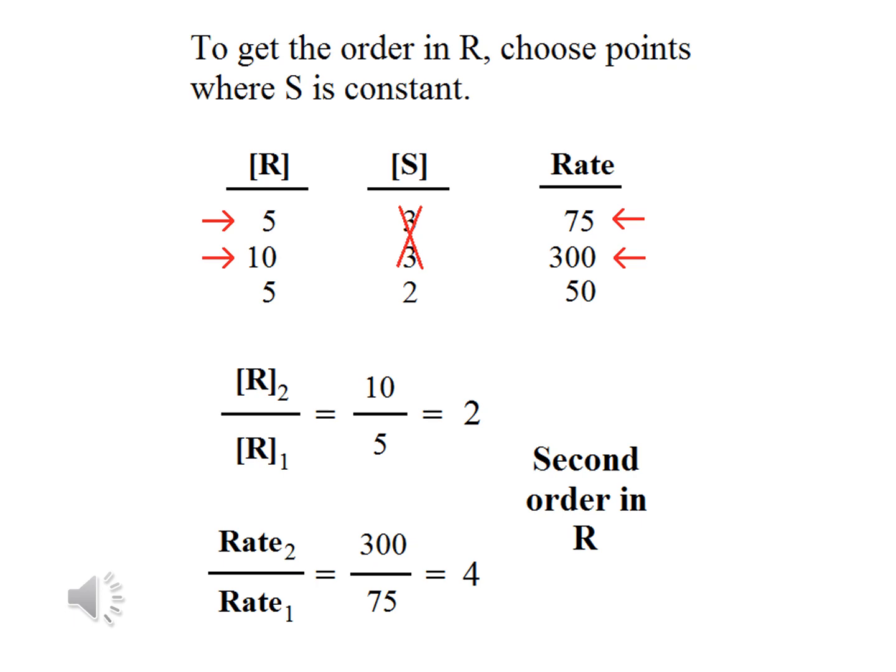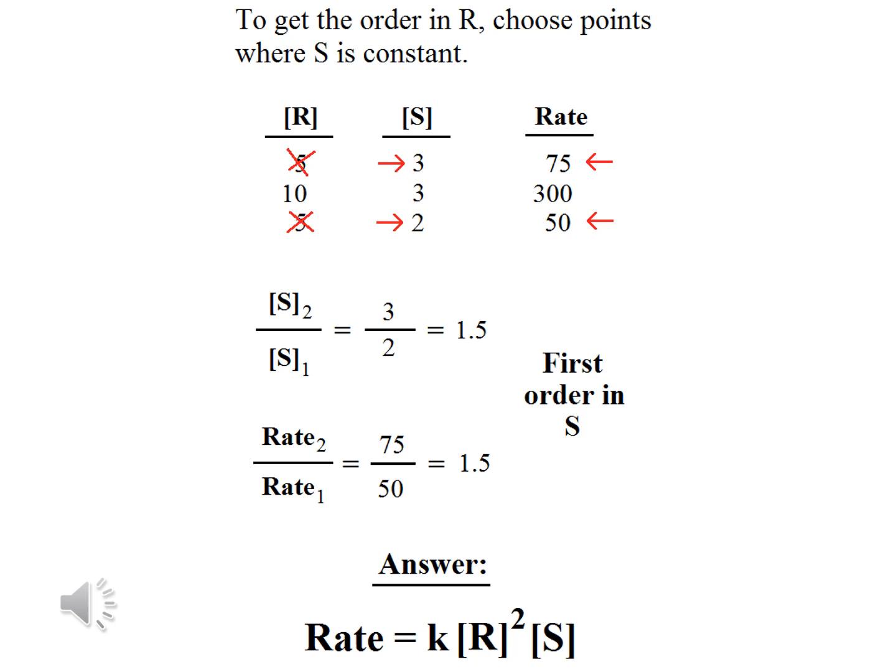In order to do that, I have to pick the 2 points where S is constant so that they do not affect the rate. When you do the ratios, it comes out that the ratio of the rates is the square of the ratio of the concentrations, and therefore this reaction is second order in R. So far then, we know that the exponent of R is 2, but we don't know S.